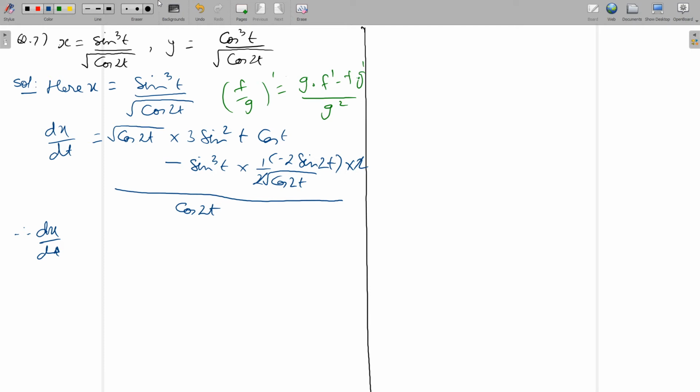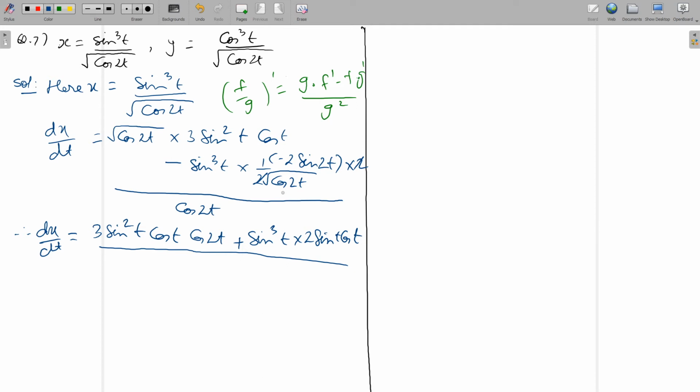Let me first erase, because here dx by dt equal to, now we'll take the LCM, so this will become root of cos 2t into root of cos 2t, that will give us cos 2t, and 3 sin square t into cos t, so we'll get 3 sin square t into cos t into cos 2t minus, now here we can see that this 2 and this 2 have been cancelled out, and this minus and minus become plus, so plus sine cube t, and we know that sine 2t can be written as 2 sine t into cos t, so into 2 sine t into cos t, the whole divided by this cos 2t which is already there, and this root of cos 2t will also come down, and together it will be cos 2t raised to the power of 3 by 2.